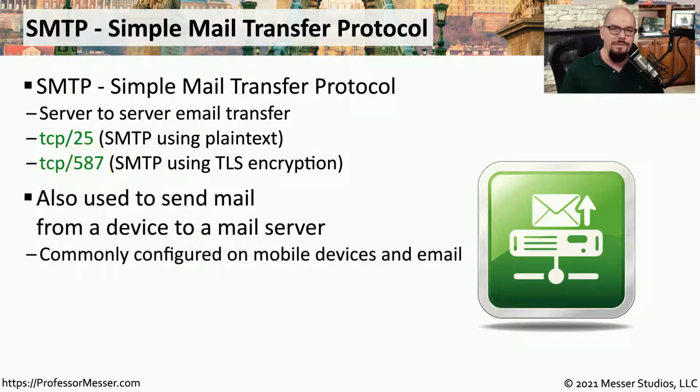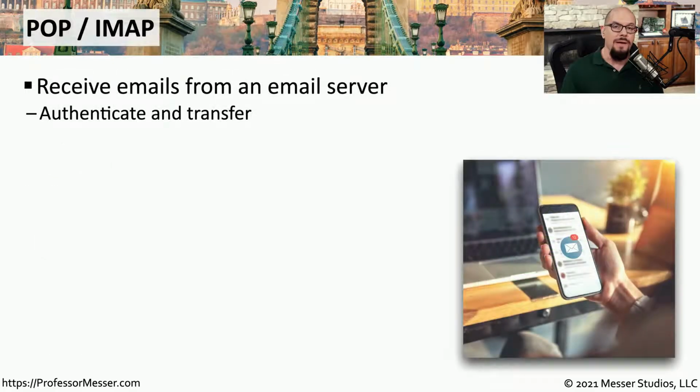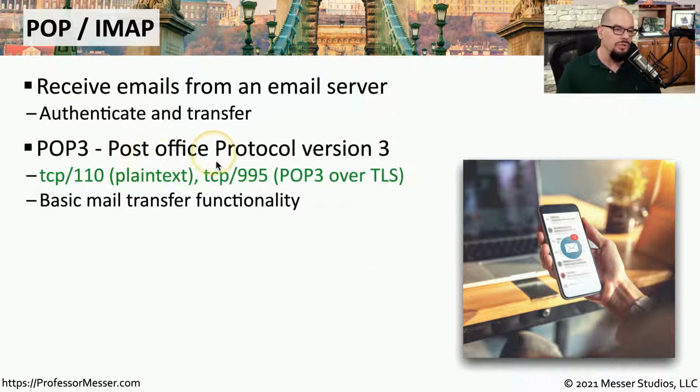If you've ever configured one of your mobile devices to send outgoing email, then you're probably configuring the SMTP settings on that device. For inbound email, you're probably using one of two different email protocols, either IMAP or POP3. IMAP and POP3 are very common ways to be able to receive emails on a device. POP3 stands for Post Office Protocol version 3, and sending this information in the clear uses TCP port 110, which is why you'll commonly see TCP port 995 to be able to send this POP3 data over the encrypted TLS protocol. This is basic mail transfer from one device to the other.